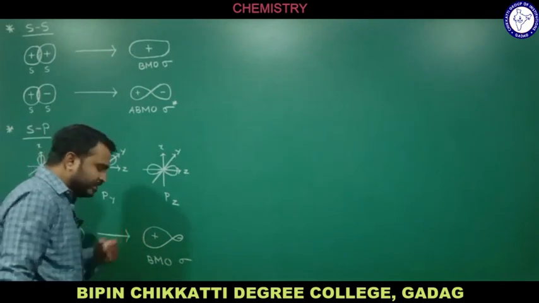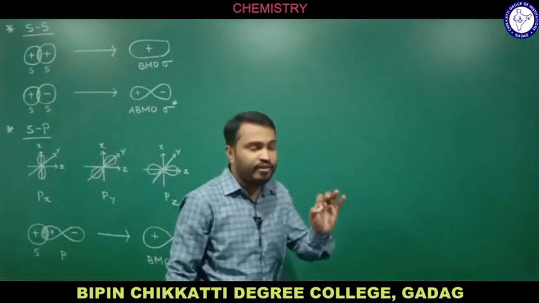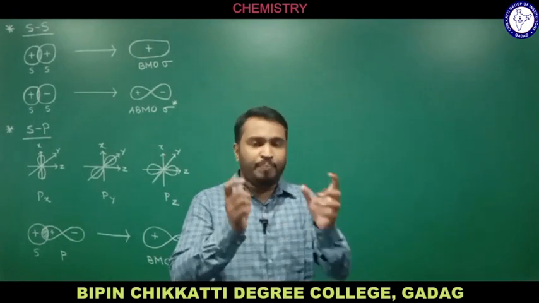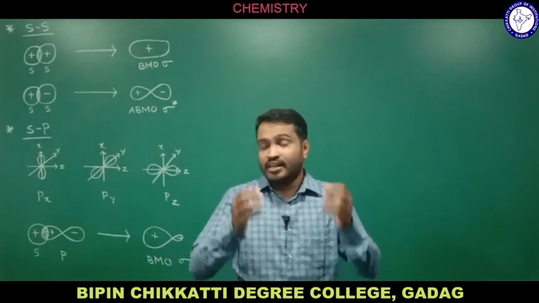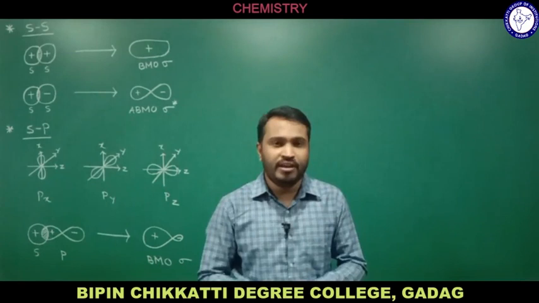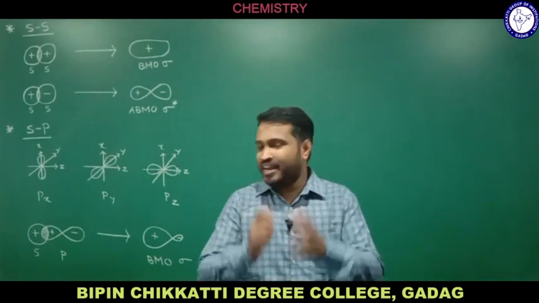And if you observe the molecular orbital, the lobes are of different size. As I mentioned, in a BMO the size, or you can say the magnitude of a BMO will be quite bigger when compared to the combining atomic orbitals.